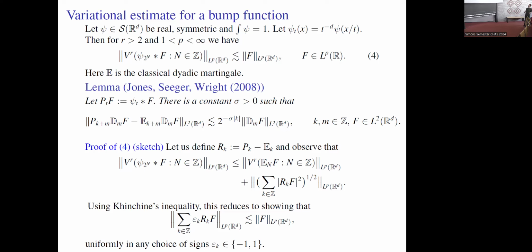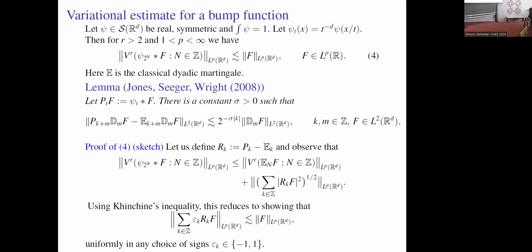By bump function, I understand that we have a smooth function, let's say a function from the Schwartz class, which is symmetric, real, with integral 1, and we consider L1 dilations. So the L1 norm of those functions psi t is equal to the L1 norm of psi, which is equal to 1. And then it's possible to prove that the r variations, here along the dyadic scales, are bounded on L^p. And this is thanks to Jones, Seeger, Wright, because they were able to prove this technical estimate, which is crucial in the proof that we can transfer r variational estimates from martingales to these bump functions.